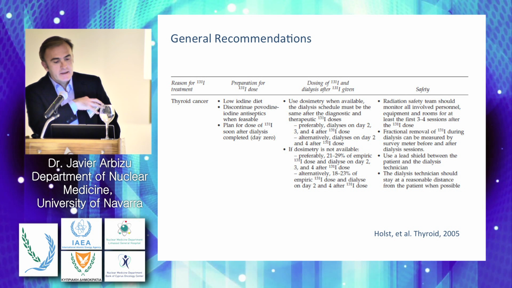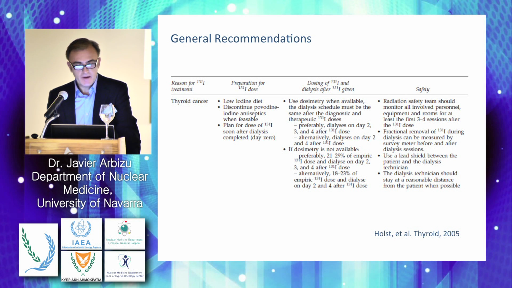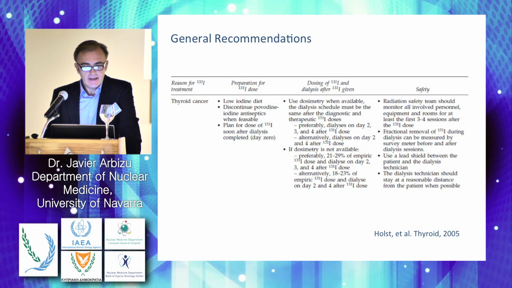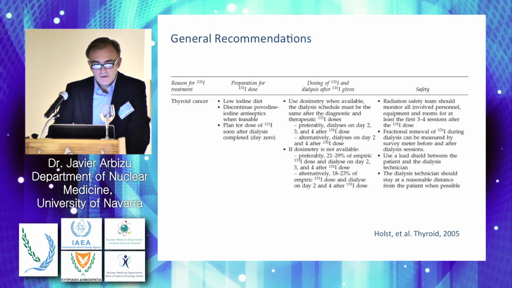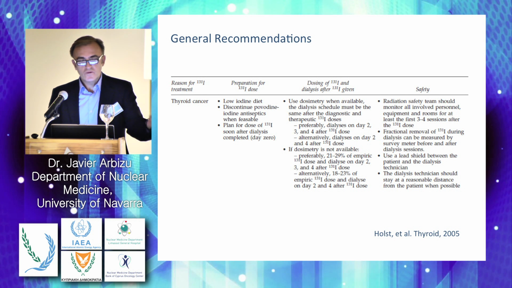So, the general recommendations for these patients could be summarized in this paper. And they said that for preparation of the patient, a low iodine diet is recommended, discontinue povidone, of course, and plan for dialysis as soon as possible, the first dialysis. To dose, to measure the activity of radioiodine, there are two possibilities, as I mentioned.